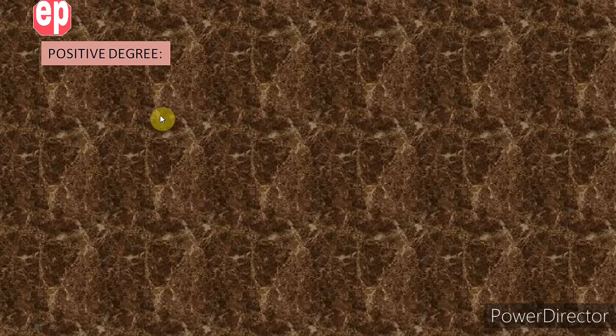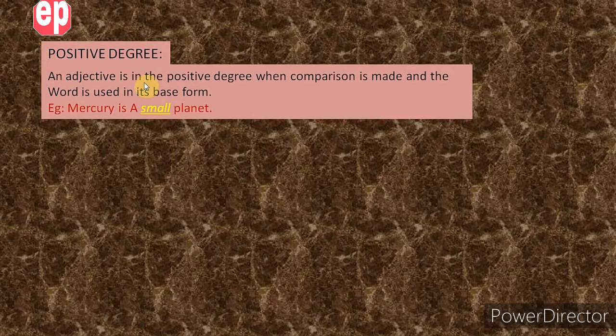First, positive degree. What is positive degree? An adjective is in the positive degree when no comparison is made and the word is used in its base form. So remember, in positive degree, the word is used in its base form. For example, Mercury is a small planet. Look at the word small. This is in its base form.